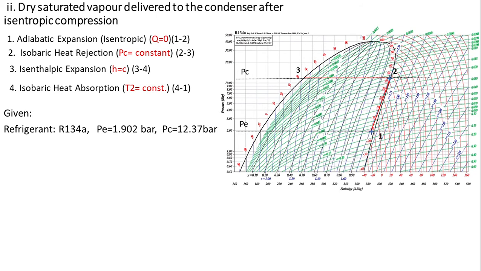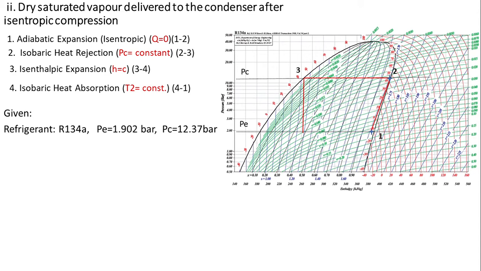Isenthalpic process means enthalpy remains constant, and enthalpy remains constant means it is a vertical line, because enthalpy is on the x-axis. That vertical line you can start from 3 up to the evaporator pressure. Up to the evaporator pressure expansion will occur. So that vertical line you can draw from 3 to where it meets the evaporator pressure.